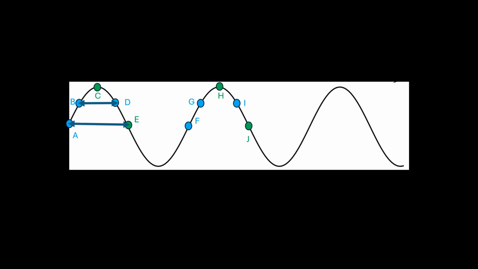Points B and D are not separated by a natural number multiple of wavelength, so they are not in phase with each other. There are many other points on these transverse waves that are out of phase with each other, and you can determine them for yourself as an exercise.